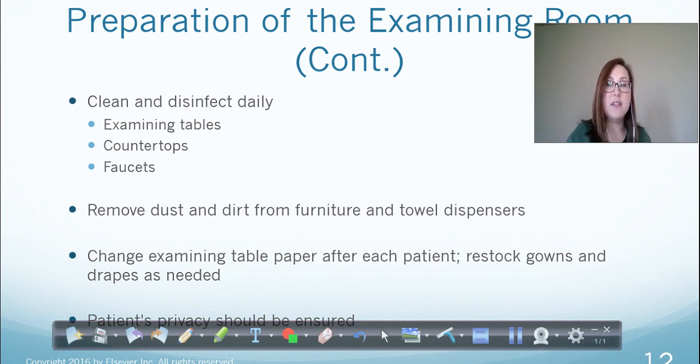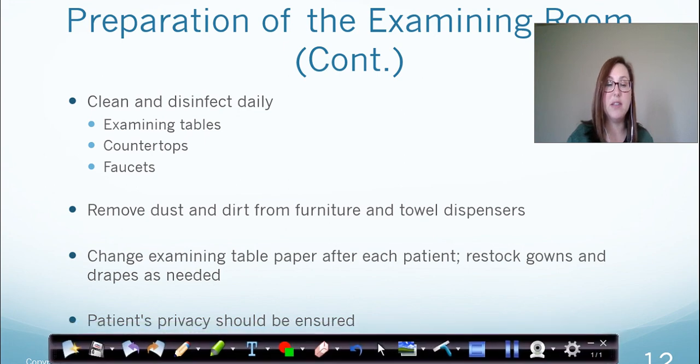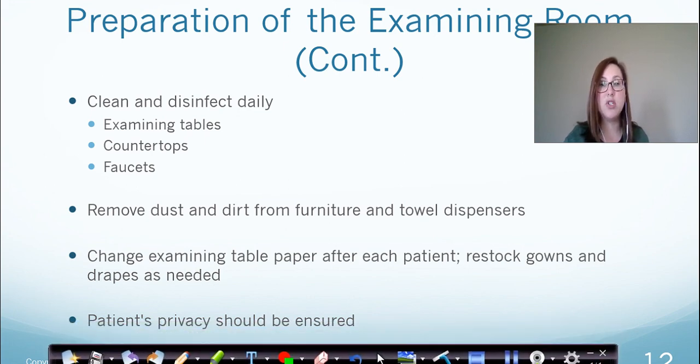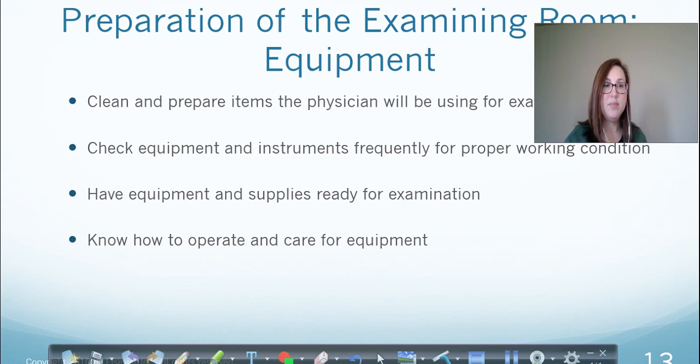Again, cleaning and disinfecting the exam rooms, the tables, the countertops, the faucets, all that equipment that's in the room. Maybe you're wiping down blood pressure cuffs, whatever might need to happen. There's no dust or dirt. You have towels to dry your hands. A lot of doctors' offices have table paper on the tables that needs to be changed after each patient is seen, gowns and drapes, and then again, making sure the patient's privacy is ensured. That's huge. That's a big part of our job, is patient safety and maintaining their privacy.